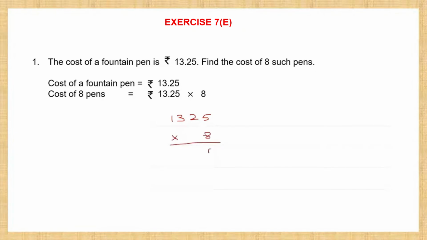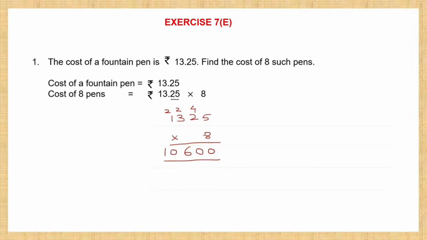8 fives are 40. I carry 4. 8 twos are 16 plus 4, 20. Carry 2. 8 threes are 24, 25, 26. Carry 2. 8 ones are 8, 9, 10. So this is the number that I've got, 10,600. Now I need to go back to my question and check the number of decimal places in my question.